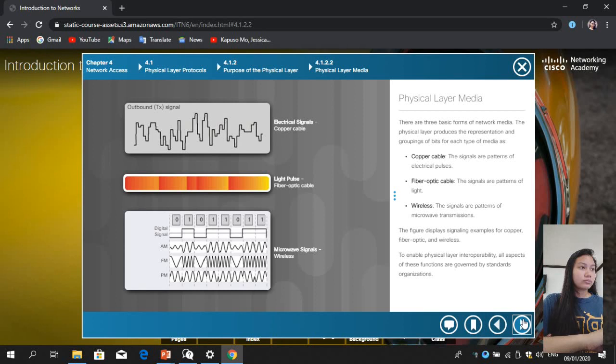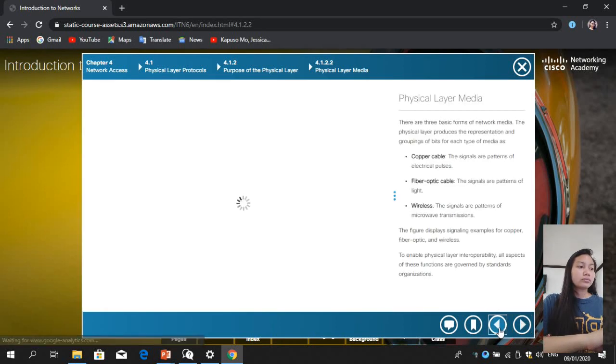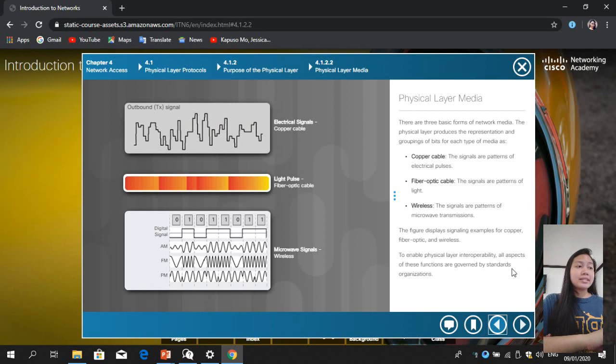In the physical layer, the media are copper cable, fiber optic cable, and wireless. For copper cable, the signals are patterns of electrical pulses. For fiber optic cable, the signals are patterns of light. For wireless, the signals are patterns of microwave transmissions. The figure displays signaling examples for copper, fiber optic, and wireless.